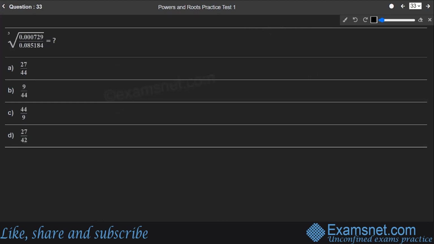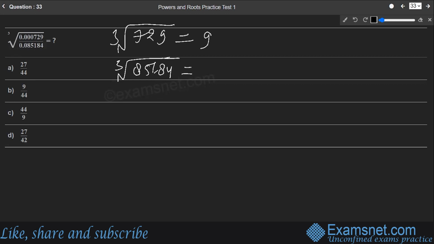Next, we have to find out the cube root of the following term. Clearly 729 can be broken down into some factors, and the denominator 85,184 can also be broken down into some factors. The cube root of 729 we already know is going to be 9, because 9 into 9 into 9 is 729. Similarly, find out the cube root of 85,184. This can be done by trial and error only. If you do it by trial and error, you can find that 85,184 is the cube of 44.